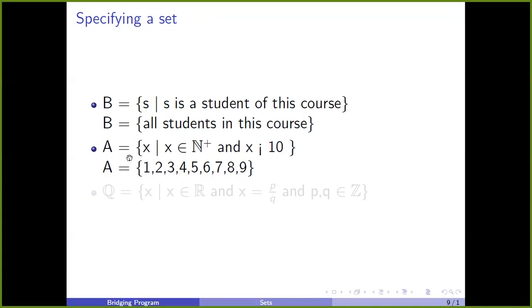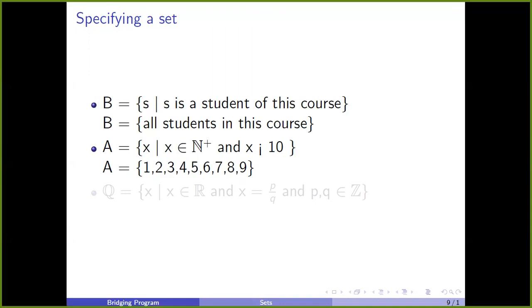So A has all the x's such that x is in this set, and x has to be less than 10, right? So I have two conditions. X has to be a natural number, and also it has to be less than 10, right? So every x that is satisfying these two conditions is in this set A. That is what this means. So every x, that is what this little x means at the very beginning, such that x is a natural number and it's below 10, right? So if you expand that set out, you have all the numbers from 1 to 9.